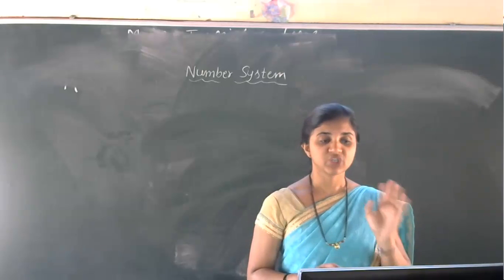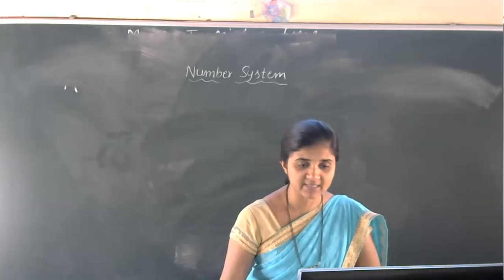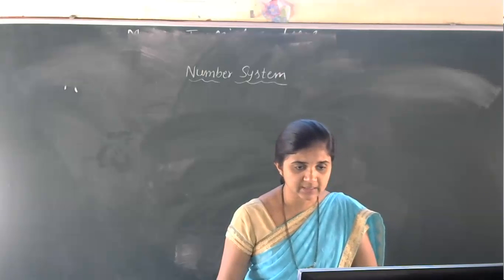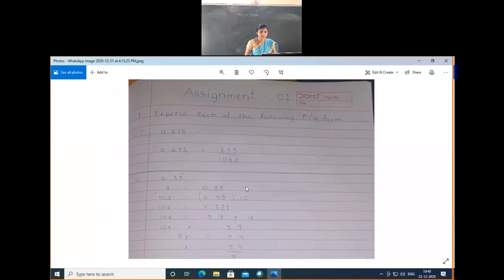Now let us share the page for you. In that, the first simple topics we will revise quickly. Is it visible now, students? Okay. See, assignment 1. Assignment 1 is related to number system. The first question is: express each of the following in the p by q form. The p by q form conversion you all know.